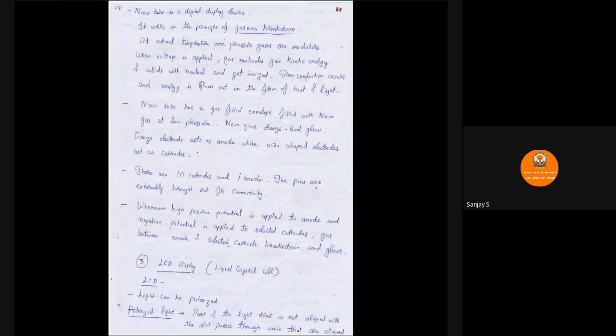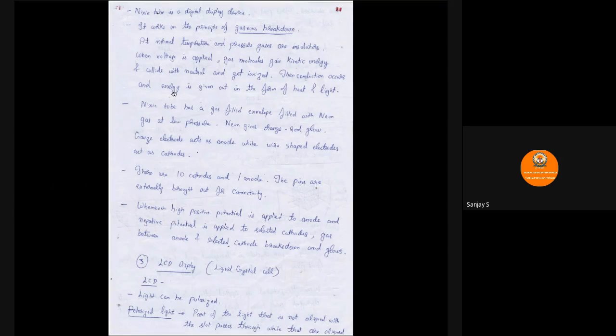Next we'll see the Nixie tube. Please have a look at the figure here. The Nixie tube is another such display device. This contains a gas filled envelope, and is called a cold cathode glow discharge tube. Here we can see the front view, and here we can see the side view. In this particular case, this is basically a digital display device. It works on the principle of gaseous breakdown.